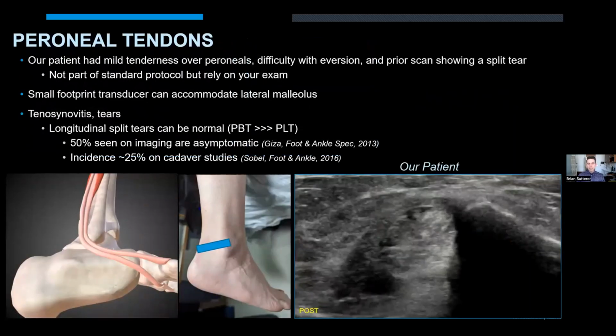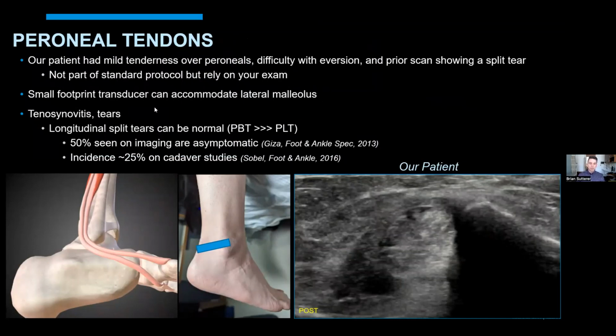Next up, looking at the peroneal tendons. Again, in this case, our patient had some tenderness in that area, and so typically this wouldn't be part of a standard basic posterior ankle scan, but she had some discomfort, she had some difficulty activating, and so we decided to go ahead and scan the peroneal tendons.